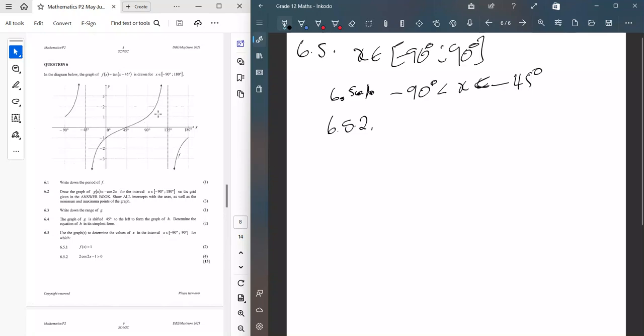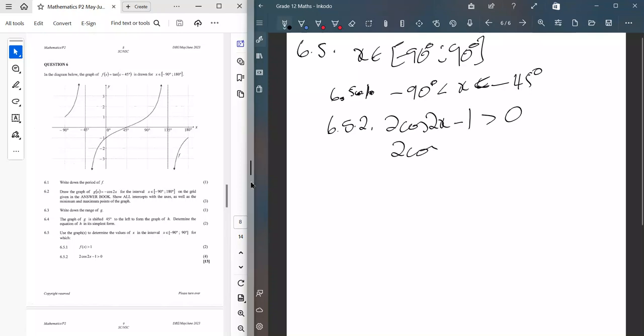So we're not going to include this region. Okay. Perfect. Oh, I like this question. 2 cos 2x minus 1 is greater than 0. Okay. So what is this? 2 cos 2x minus 1. So this is 2 cos 2x is greater than 1. What is this? Cos 2x is greater than half.